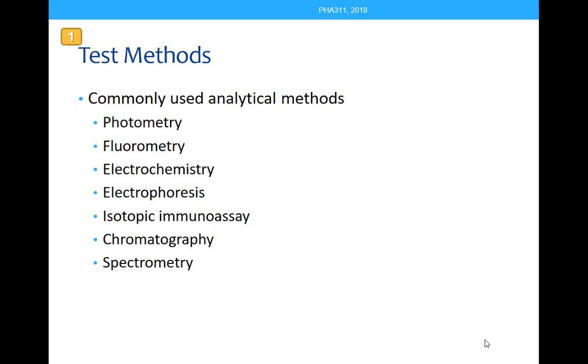Test methods. There are many different types of test methods which are employed by the labs. You have photometry, fluorometry, you have chromatography, immunoassays. So you have some idea, all these assays work in a different way, the mechanism is different, and the way the result is expressed is also different. So depending upon what you're measuring, you have to choose the right assay that will give you a proper result.